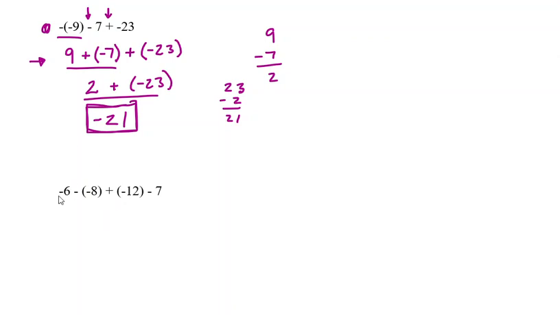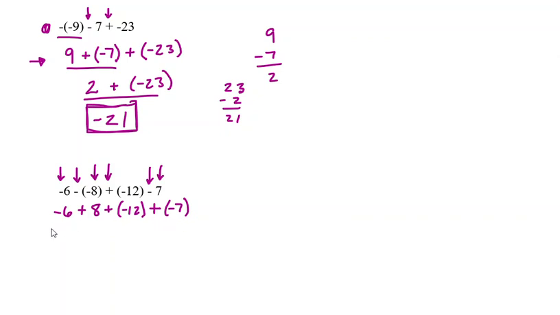So the first step is we deal with all the minus signs. Now we have a negative 6 minus negative 8. Let's change that minus into a plus. So negative 6 plus the opposite of negative 8, which is positive 8. Okay, plus, that doesn't change, negative 12 minus, so we're going to change it to a plus, plus the opposite of 7, which is negative 7.